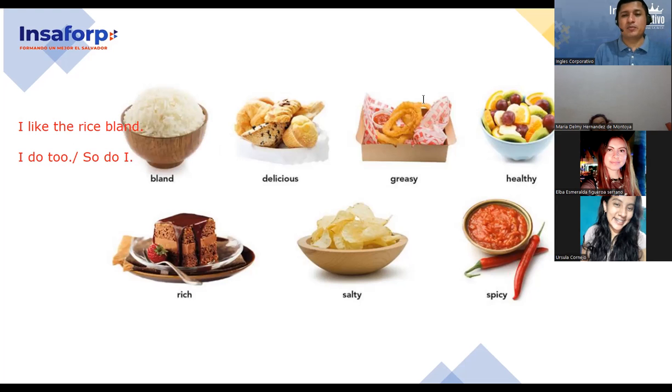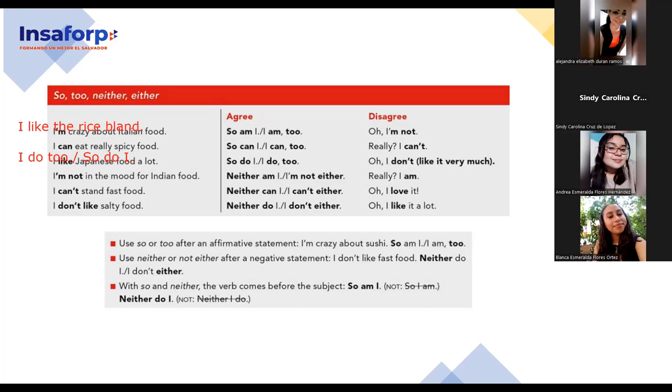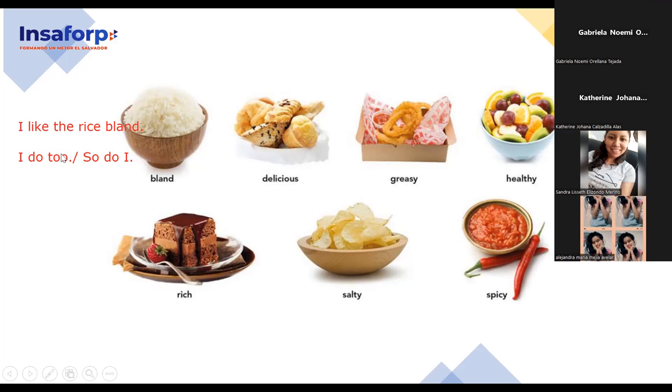What about if you disagree with that opinion? You can say, like this one, I don't. Exactly, right? No, I don't. Remember, because the sentence is simple present. So if the sentence is simple present, you have to work with simple present as well. So this is to show that you agree with something, and if you disagree, you can say, I don't like it. Right? Yes. I don't like it.